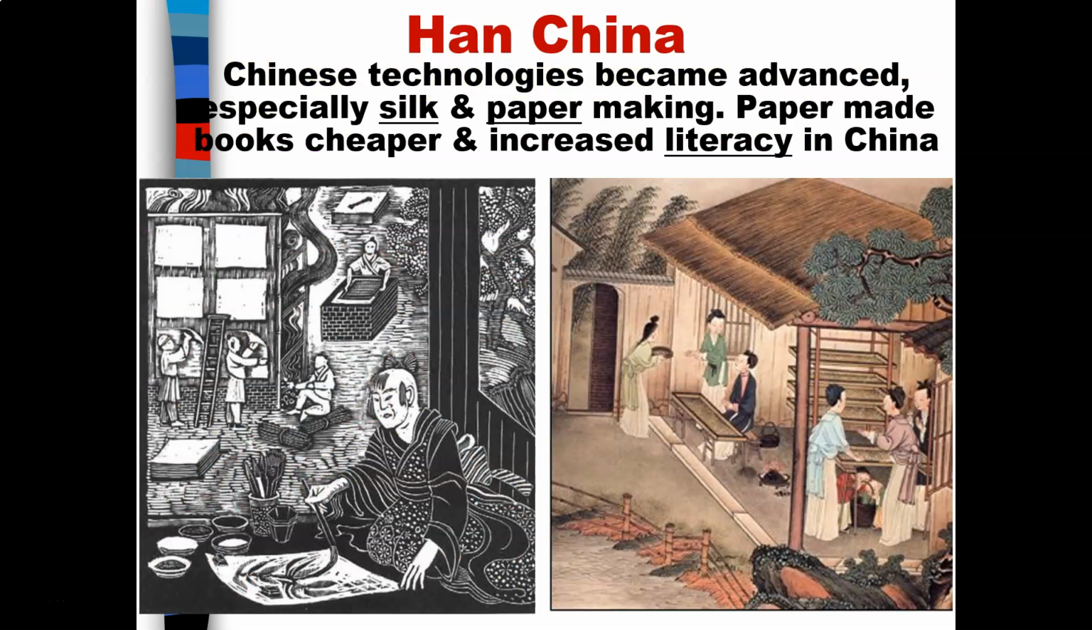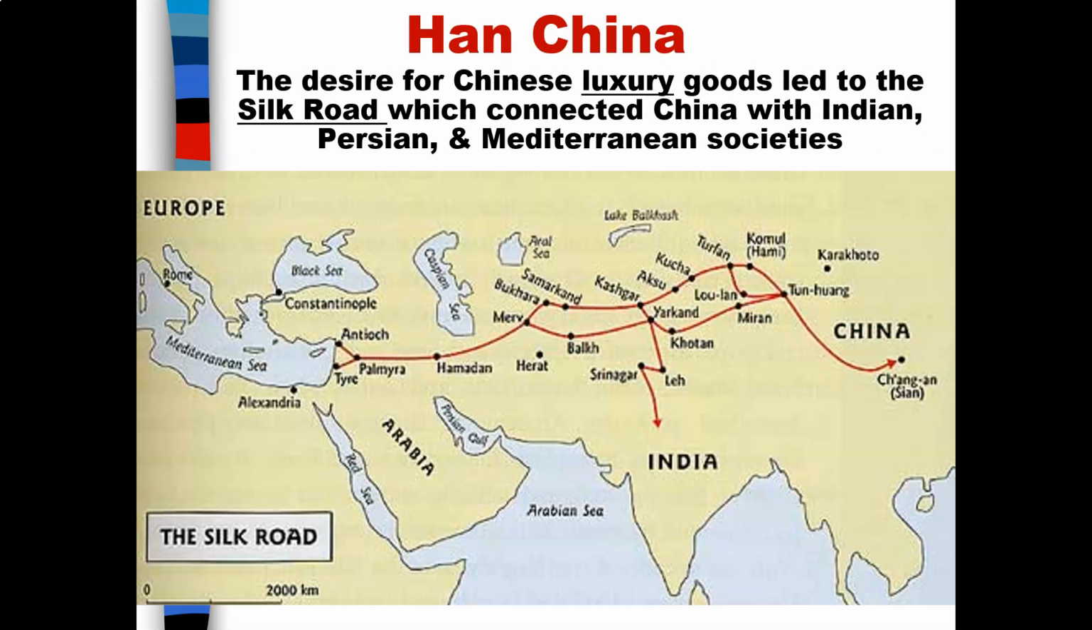Now, in Han China, Chinese technologies became advanced, especially silk and paper making. Paper made books cheaper and also increased literacy in China. The desire for Chinese luxury goods led to the Silk Road, which connected China with Indian, Persian, and Mediterranean society, and we're going to add here to many European places as well.